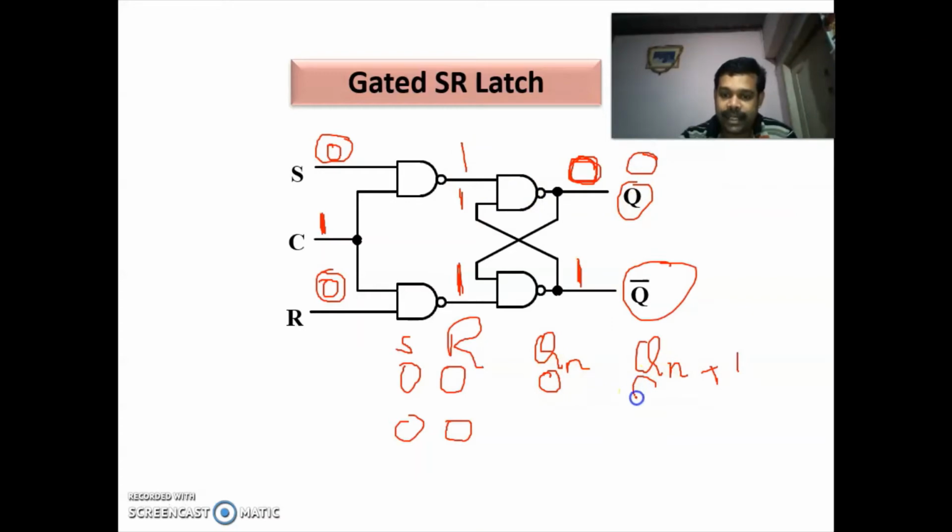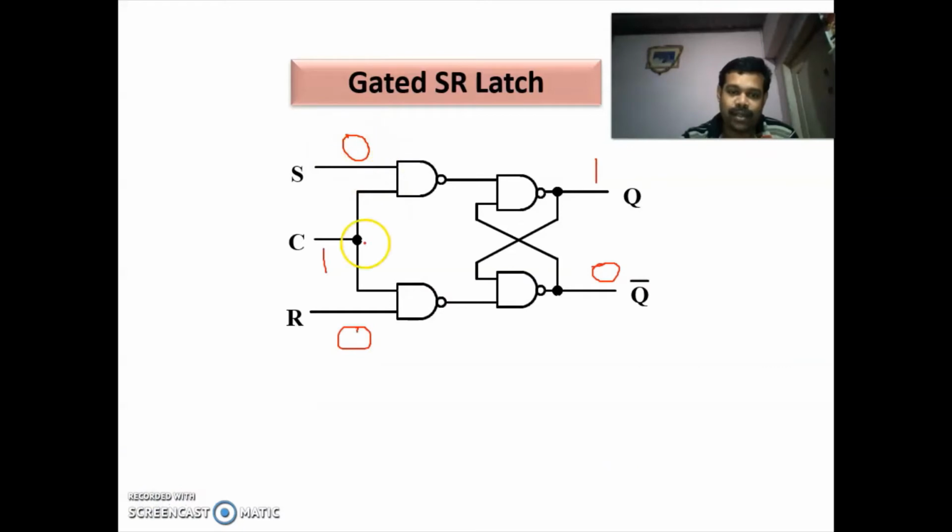So in the next state you are getting 0. When you are giving S is equal to 0, R is equal to 0, C is equal to 1, and Qn is equal to 0, in the next state you are getting Q of n plus 1 as 0. Next I am taking S is equal to 0, R is equal to 0, C is equal to 1, and Qn is equal to 1. Okay. I have to find out what is Q of n plus 1.